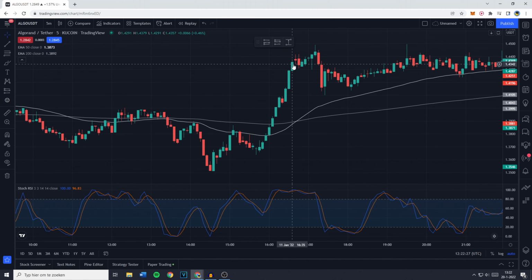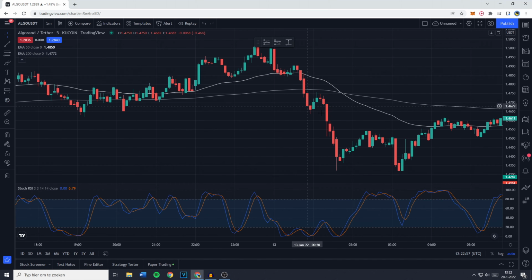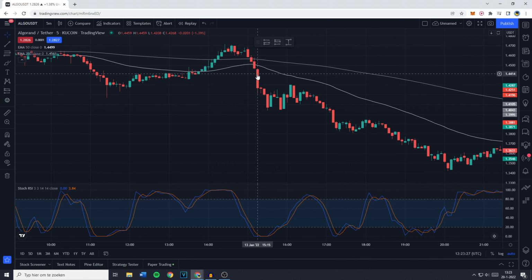So even though there's a pretty nice breakthrough right here, because of the stochastic RSI, you would not have joined. Now the same goes for the price action right here. Now right here is the next breakthrough, and you could have entered right here. However, because of the stochastic RSI, you will most likely not have. But right here, the stochastic RSI is in overbought territory, so you could open your closed position.